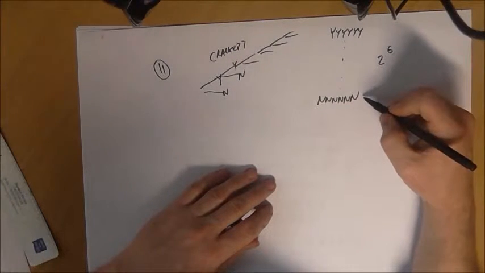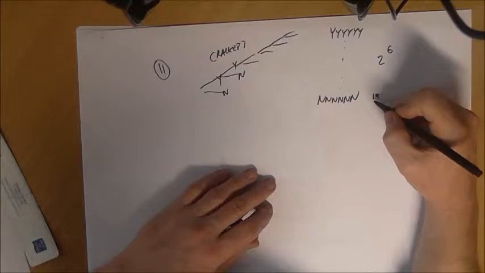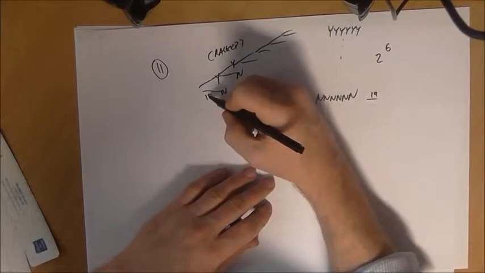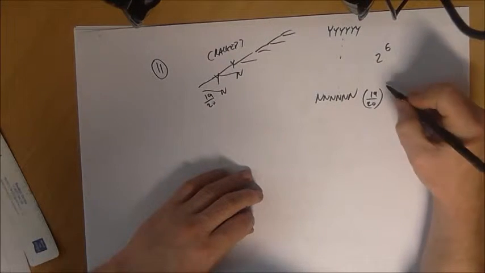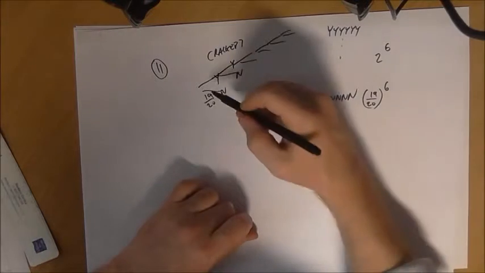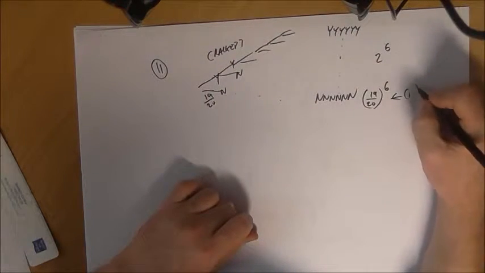Now, what'll this one be? That's no cracked eggs. That's 19 over 20, I think, is the probability for not being cracked. So 19 over 20 to the power of 6. So just this times this times this times this times this. That's Roman numeral part 1.